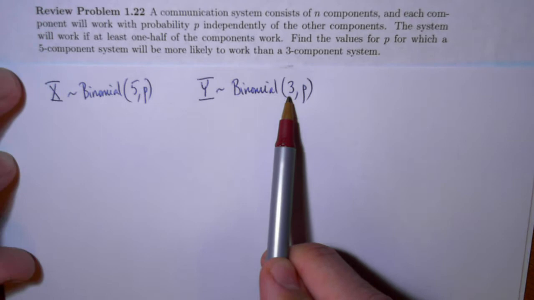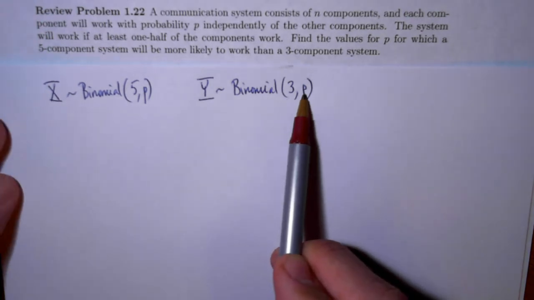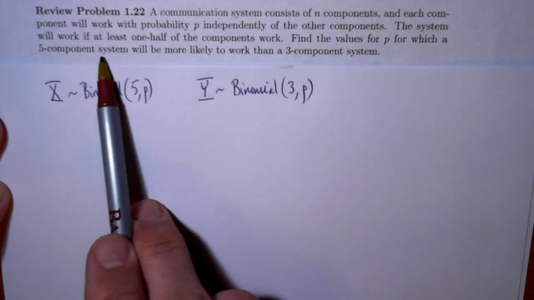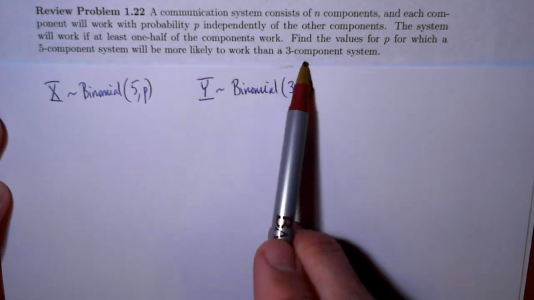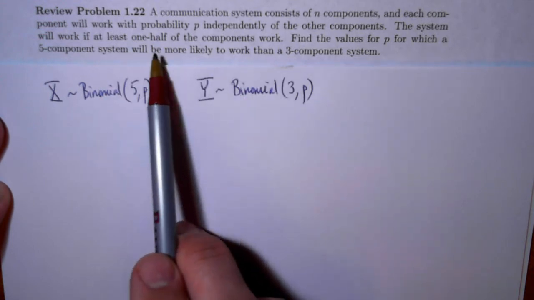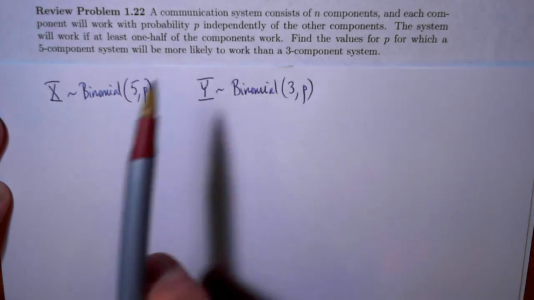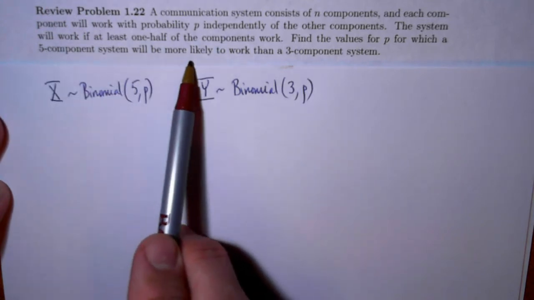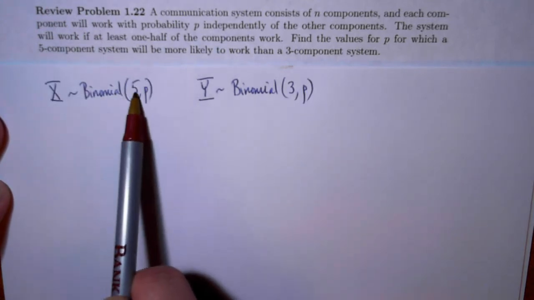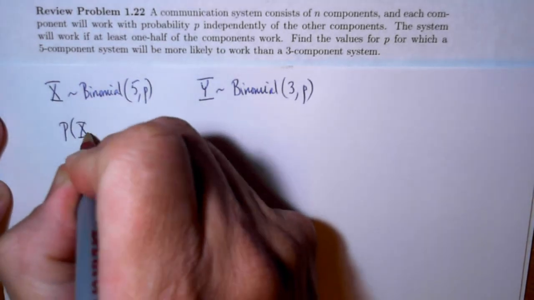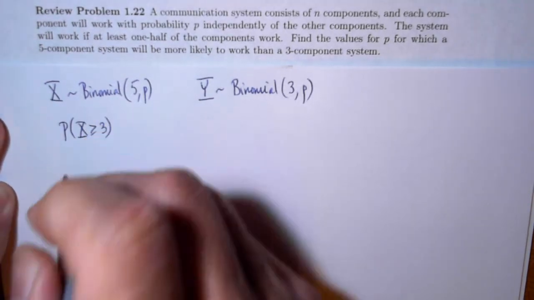And then we have a second random variable y, which is binomial with parameters 3 and p. So there are 3 independent components. Each works with probability p. So find the values of p for which a 5-component system is more likely to work than a 3-component system. And the system works if at least 1/2 of the components work. So the 5-component system will work if at least half of the 5 components work, and so that's the probability that x is greater than or equal to 3.